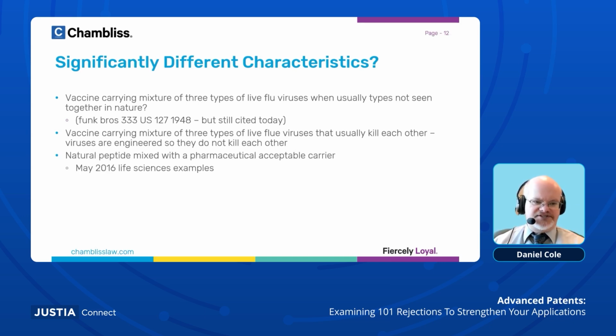This is from the May 2016 life science examples. You have a natural peptide. You've mixed it with a pharmaceutically acceptable carrier. Again, probably going to run into obviousness problems here down the line, but the pharmaceutically acceptable carrier was not with the natural peptide in nature. And since it's not with the natural peptide in nature, you are now not going to have a 101 exception. And this is from the May 2016 life science examples.